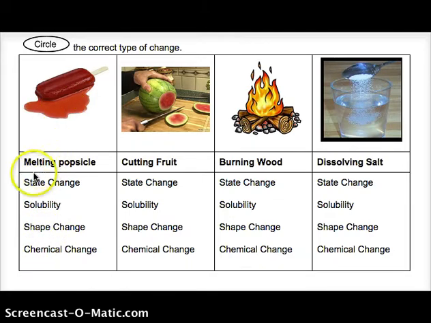Number 1, melting popsicle. So here's a popsicle and now it's melting. What type of change is melting a popsicle? State change, solubility, shape change, or chemical change? Circle the answer that shows melting a popsicle.